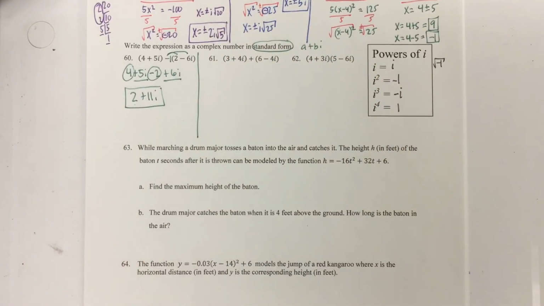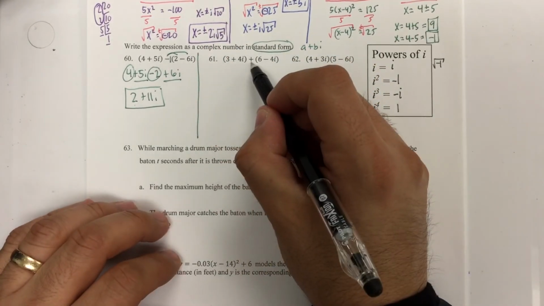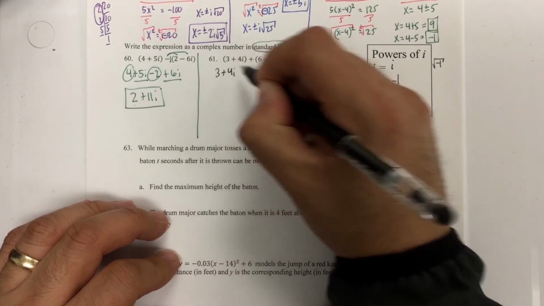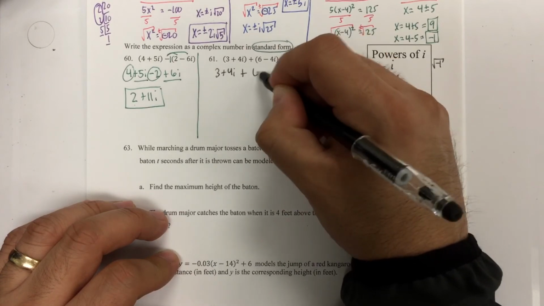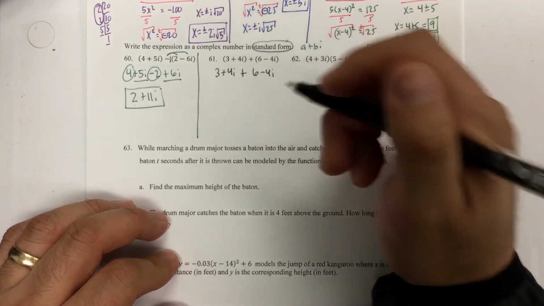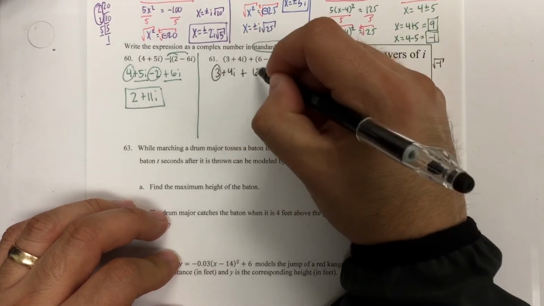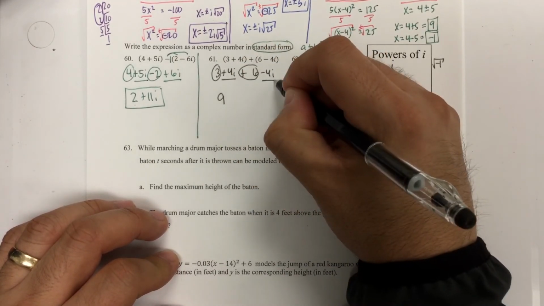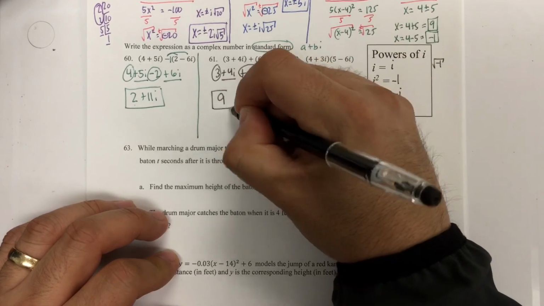For the next one, it's a plus 1 this time. So there's nothing to distribute. So this is 3 plus 4i, plus, we can drop the parentheses, 6 minus 4i. Just like before, we combine our real numbers. So 3 plus 6, 9. 4i minus 4i actually cancels out, so we're just left with 9 as our final answer.